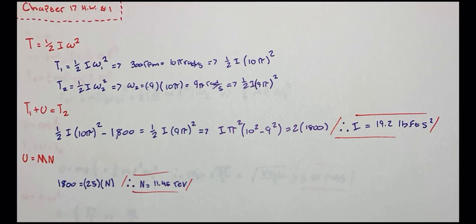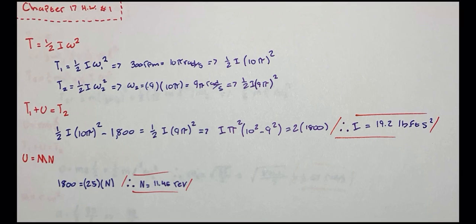Here's chapter 17, homework number 1. We start off with a flywheel of a small punch that rotates at 300 RPM. We're supposed to determine the required moment of inertia for the flywheel, and if a 25-pound-foot couple is applied, determine the number of revolutions that must occur between each punching.